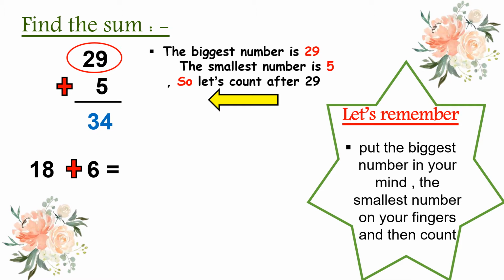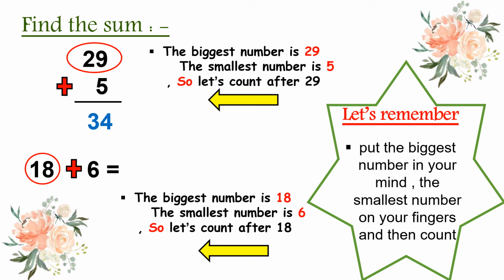18 plus 6. So the biggest number is 18 and the smallest number is 6. So let's count after 18, 19, 20, 21, 22, 23, 24.